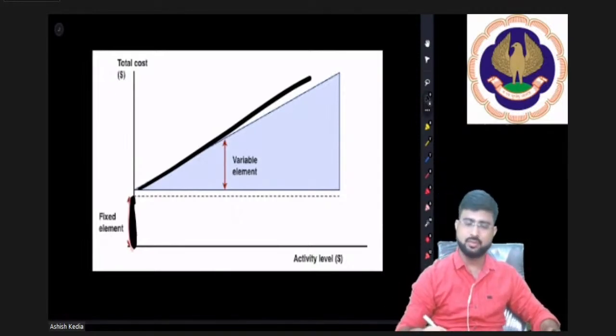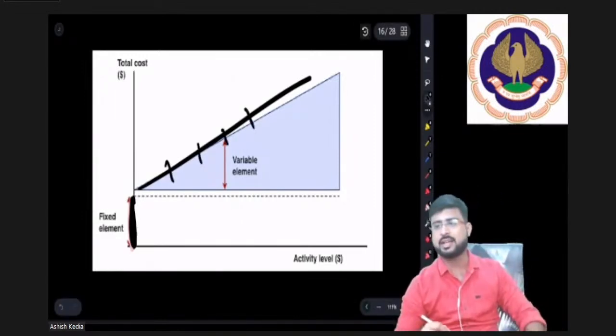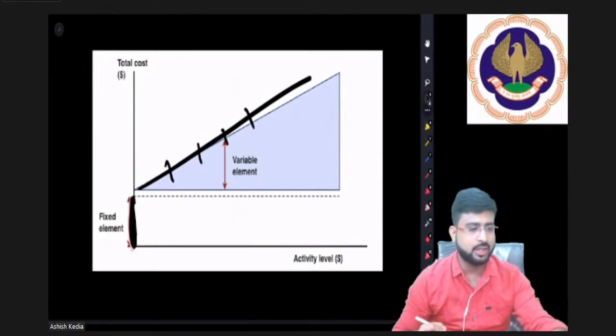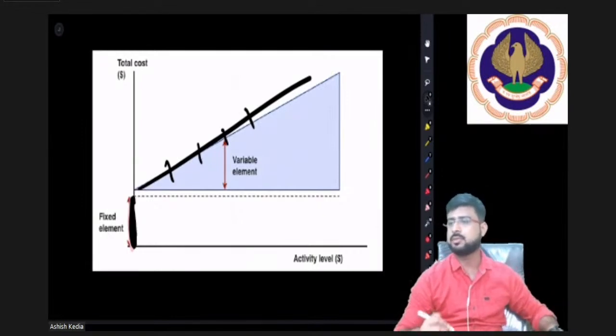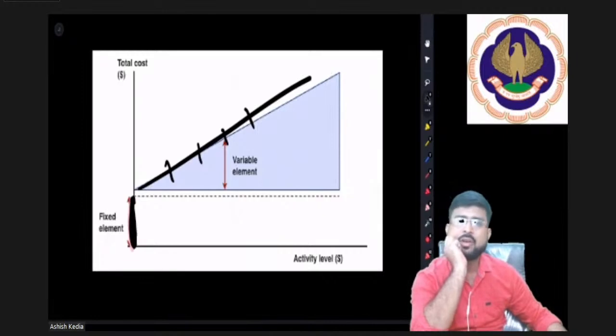Yes, it will rise constantly with the rise in output levels. Correct, because the variable cost price is the same. We are assuming for the sake of simplicity that the variable cost price is the same. Oh, acha. Got it, sir.